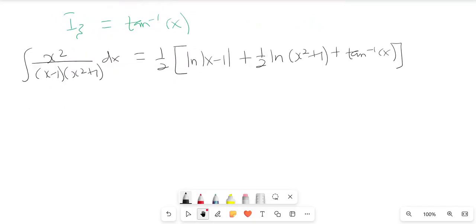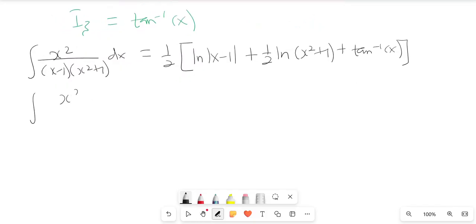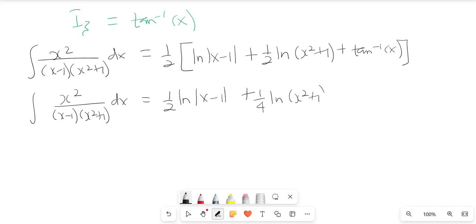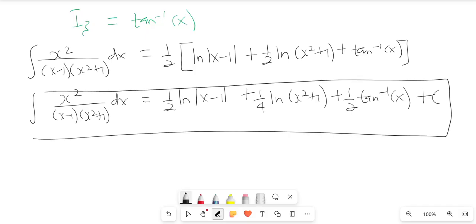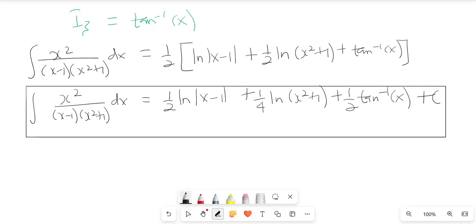Plus c. So we can distribute the half in. So our integral of x squared over x minus 1 times x squared plus 1 dx should be equal to 1/2 natural log of x minus 1 plus 1/4 natural log of x squared plus 1 plus 1/2 arctan of x plus c, a constant of integration. And with this, you are done. This is the value of this integral.